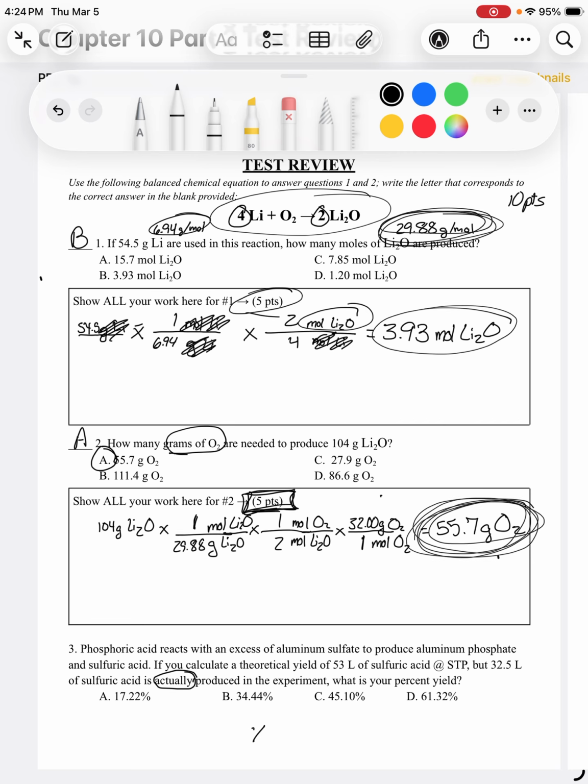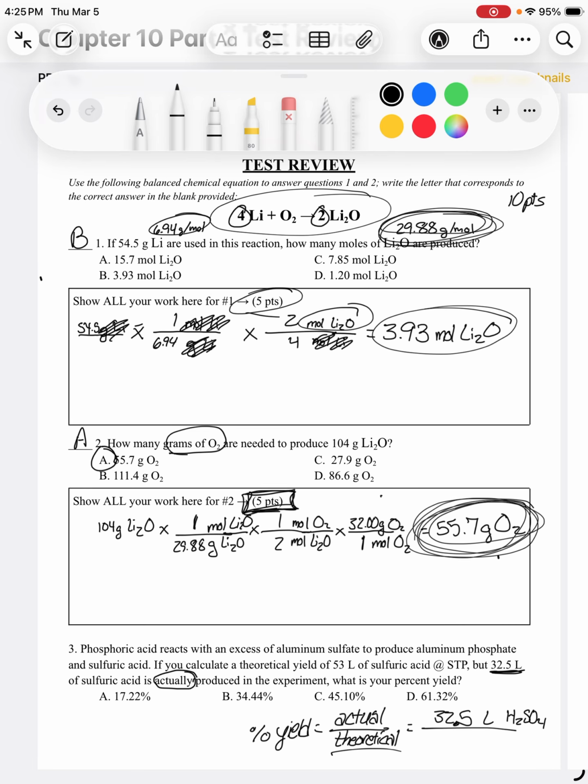Do you remember the formula for percent yield? It's going to be percent yield equals actual yield divided by the theoretical yield. Do we have values for each of these quantities? Absolutely we do. What is our actual? Our actual yield was 32.5. That's what we actually produced, our actual yield. When we say yield, it means how much of our product. So 32.5 liters of sulfuric acid, H2SO4.